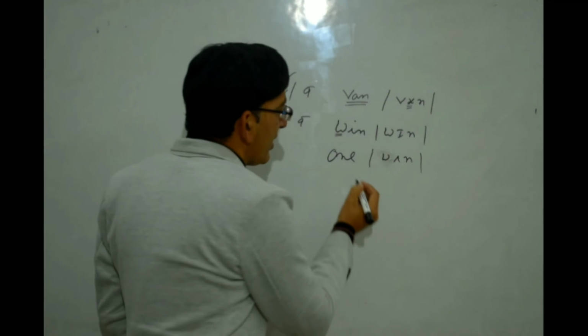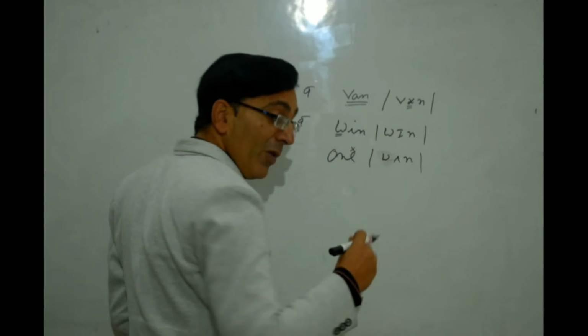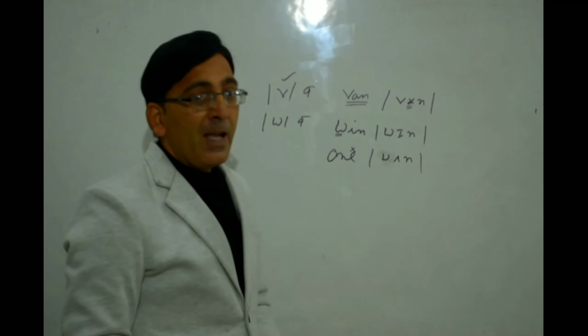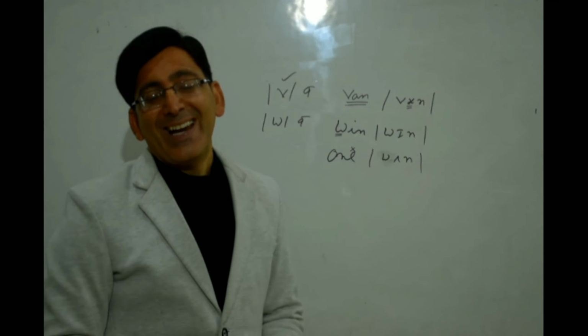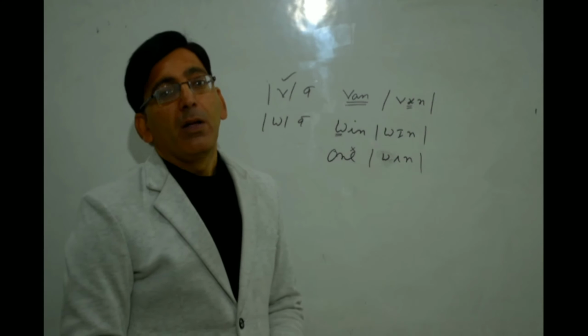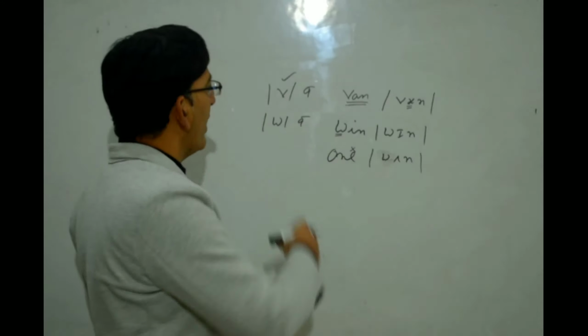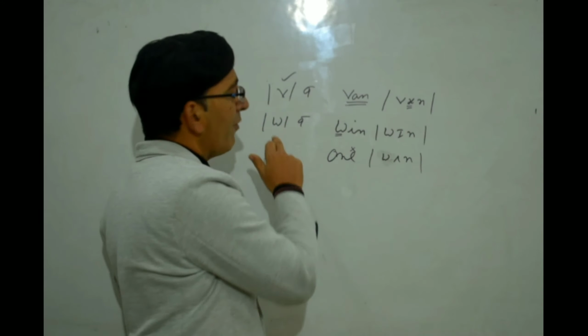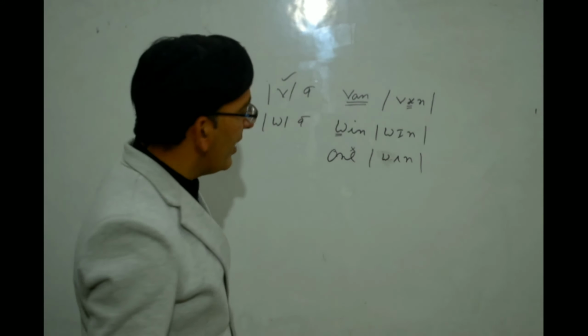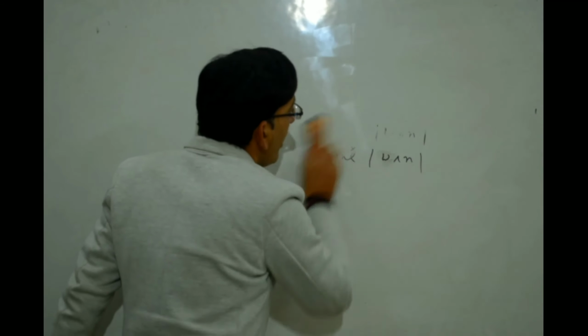One thing I want to tell you, and what is that? That e is always silent at the end of any English word. So here e is silent and we are pronouncing it as one. I think you are able to understand where to use this v and where to use this w, it's a w sound.